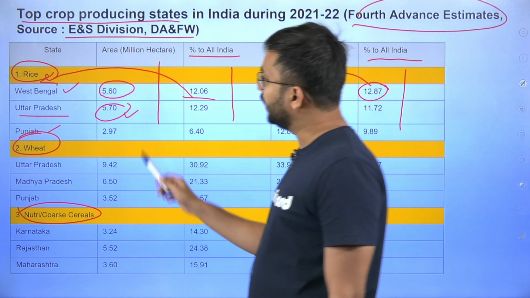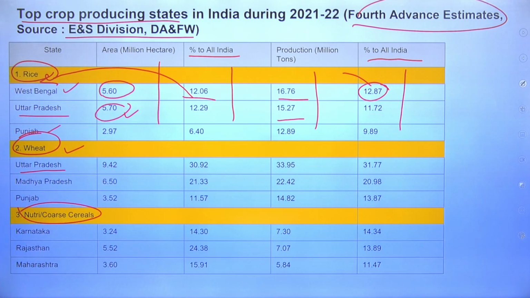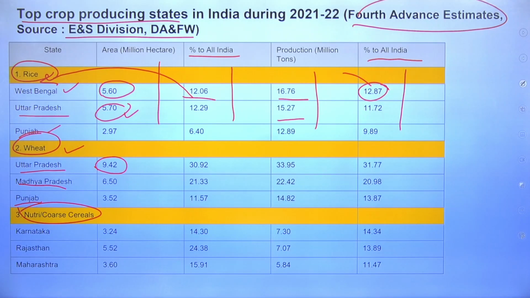Okay, when we look at rice, now we look at wheat. In wheat, Uttar Pradesh is at rank 1, Madhya Pradesh is at rank 2 and Punjab is at rank 3. Uttar Pradesh has a total area of 9.42 million hectares, Madhya Pradesh 6.50 million hectares and Punjab much less, 3.52 million hectares.